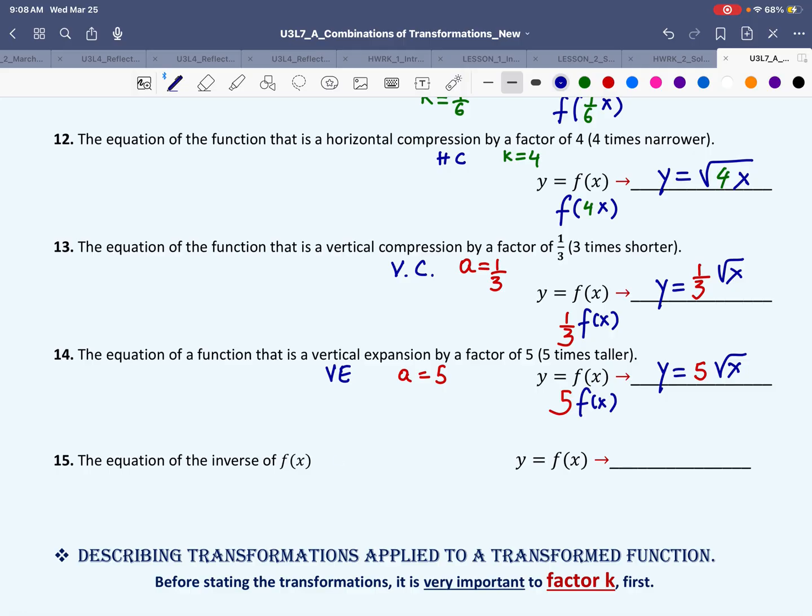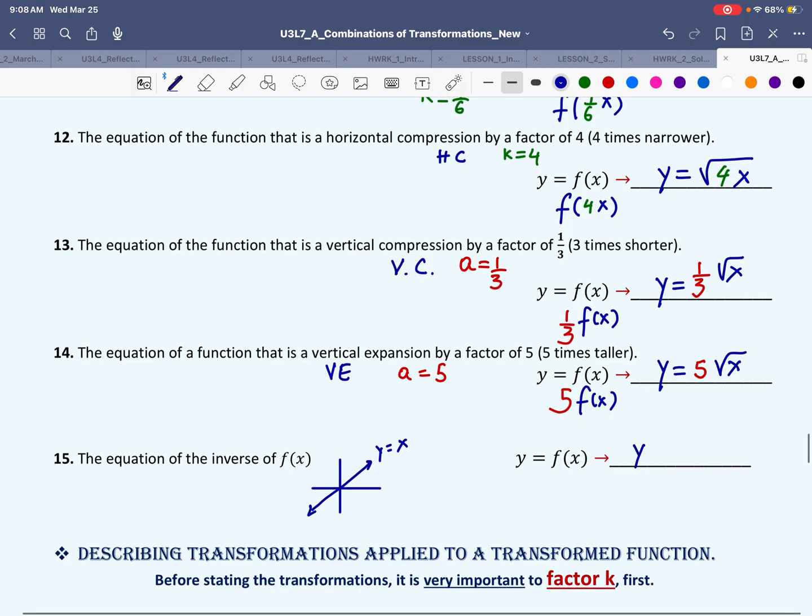Now the equation of the inverse of f of x. So the inverse, remember, is the reflection over the line y equals x. And when this type of reflection happens, x becomes y and vice versa. And the way that we denote this is by writing it as f negative 1 of x.